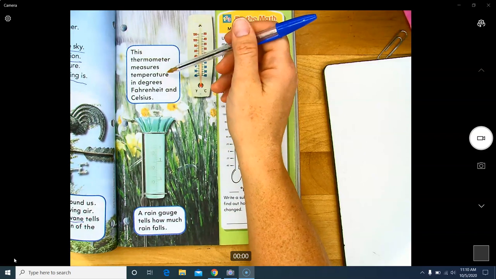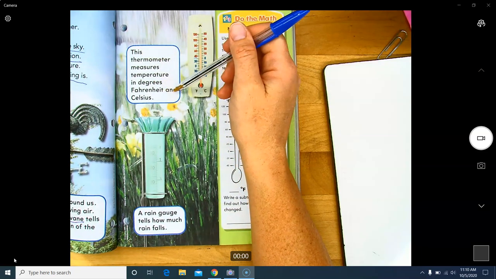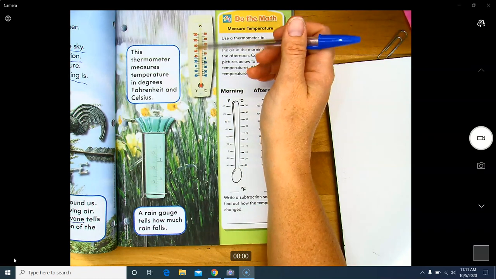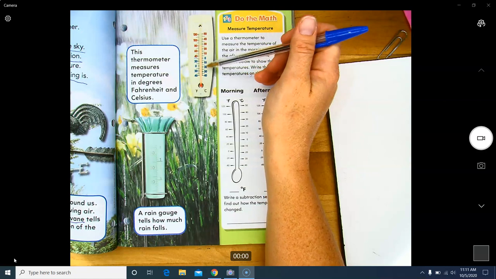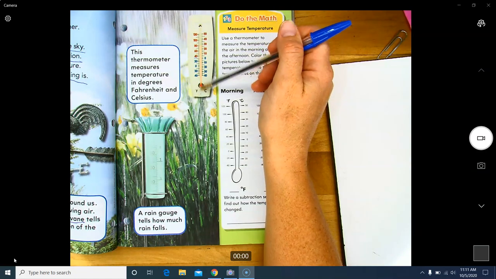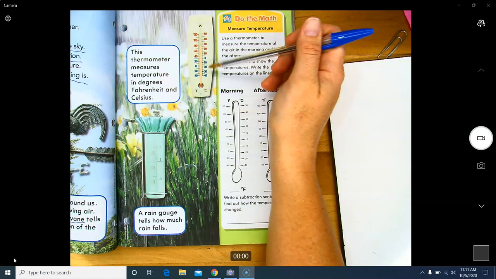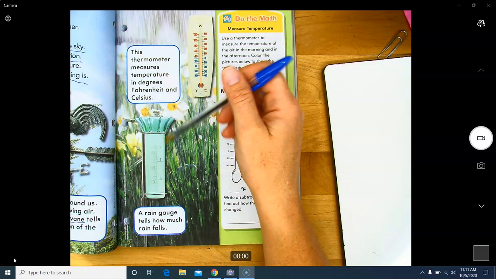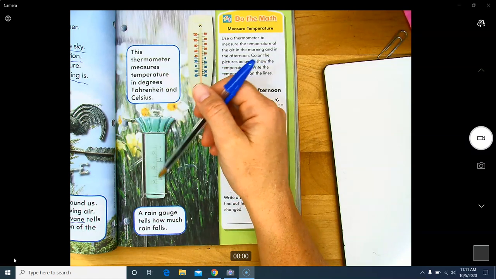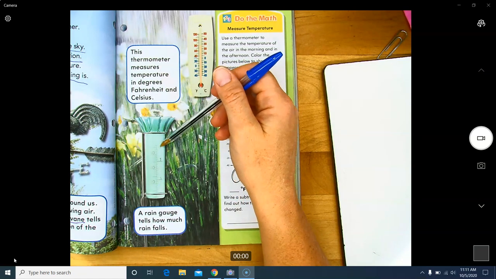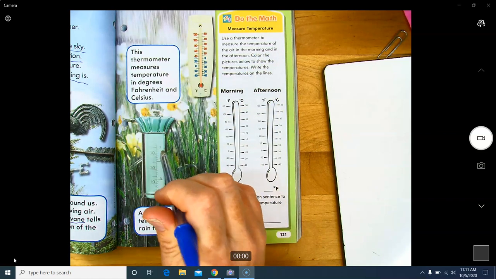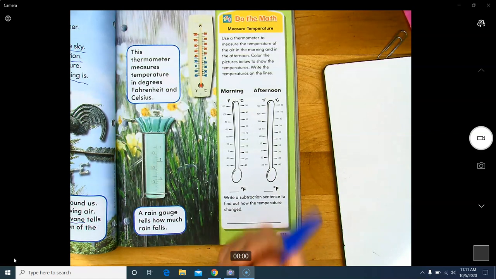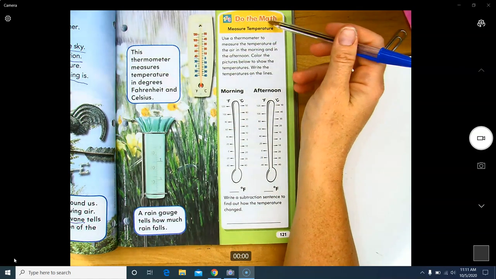This thermometer measures temperature in degrees Fahrenheit and Celsius. Here's the thermometer. This side is Fahrenheit, and this side is Celsius. Down here we have the F for Fahrenheit and C for Celsius. A rain gauge tells how much rain falls. So this is a rain gauge, and it's measured in inches. Okay, this side is inches. This side looks like millimeters, maybe. It's hard to see. Okay, so do the math.